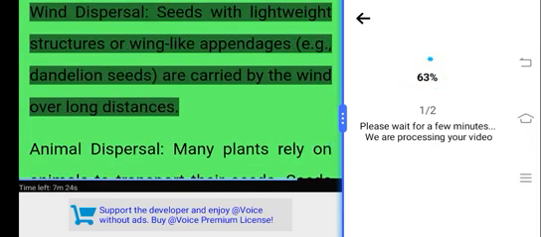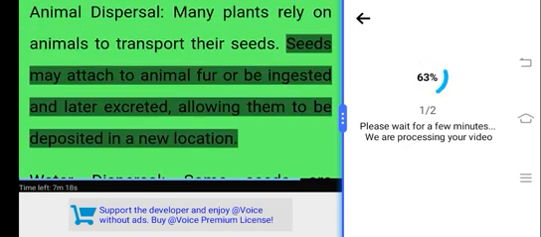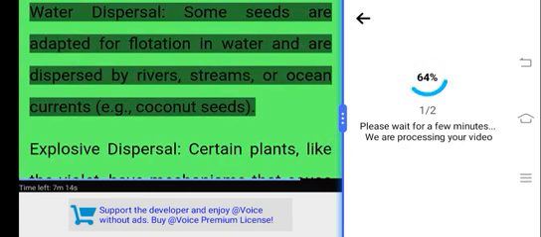Wind dispersal. Seeds with lightweight structures or wing-like appendages, e.g., dandelion seeds, are carried by the wind over long distances. Animal dispersal. Many plants rely on animals to transport their seeds. Seeds may attach to animal fur or be ingested and later excreted, allowing them to be deposited in a new location. Water dispersal. Some seeds are adapted for flotation in water and are dispersed by rivers, streams, or ocean currents, e.g., coconut seeds.